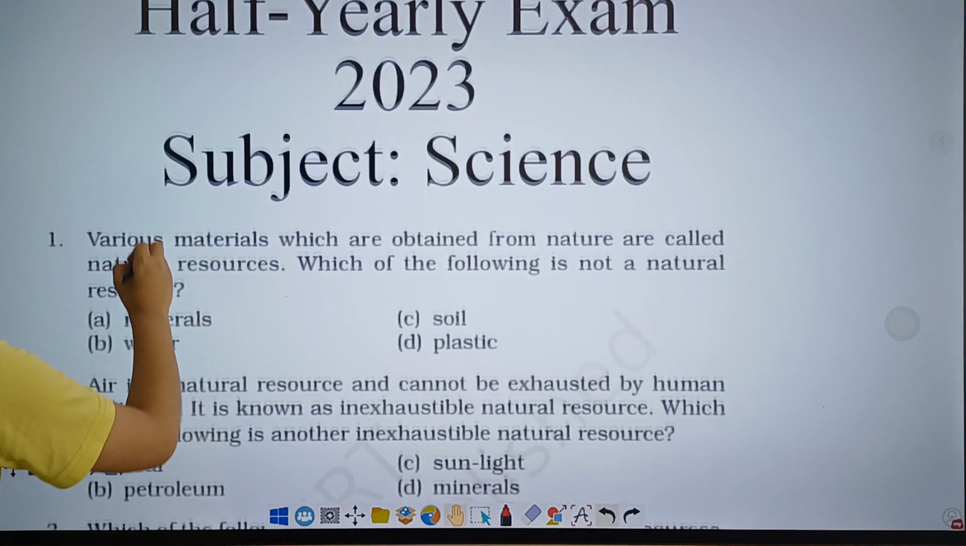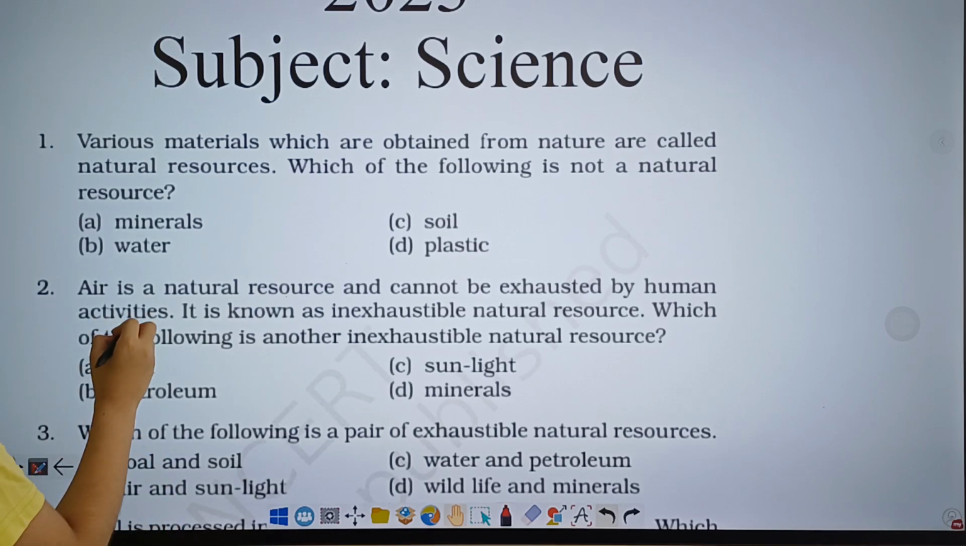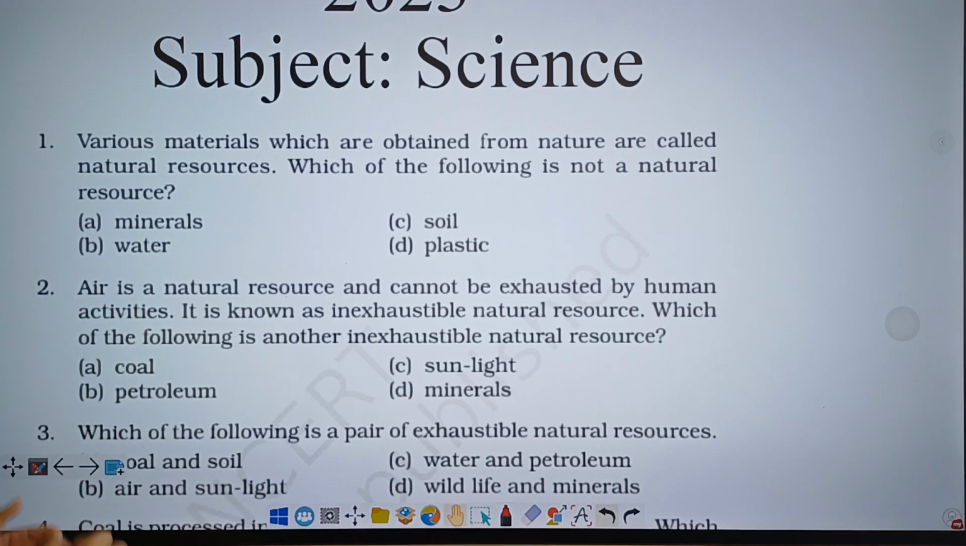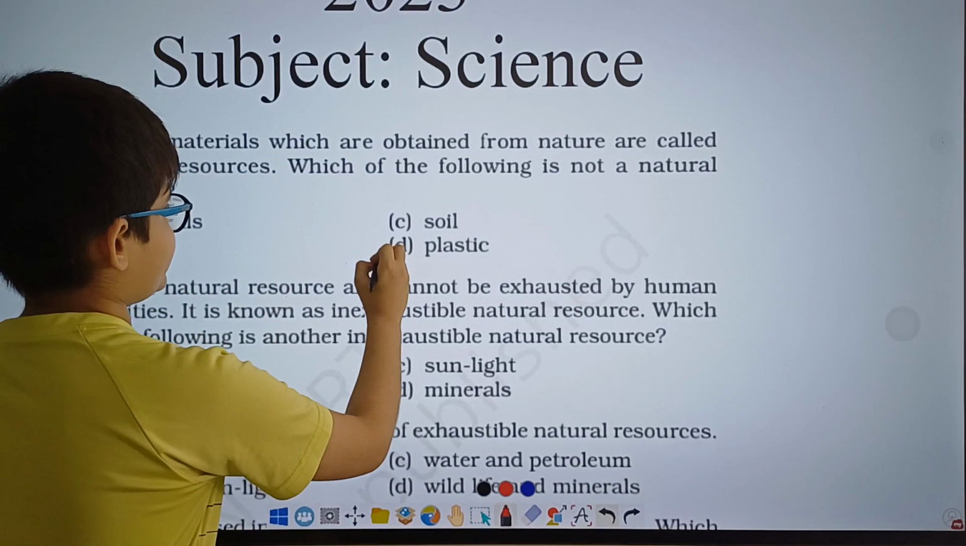This is our first question. Various materials which are obtained from nature are called natural resources. Which one of the following is not a natural resource? Here are our options. Option A, minerals. Option B, water. Option C, soil. And the final option, option D, plastic. Now, the correct answer for this question will be option D, plastic.